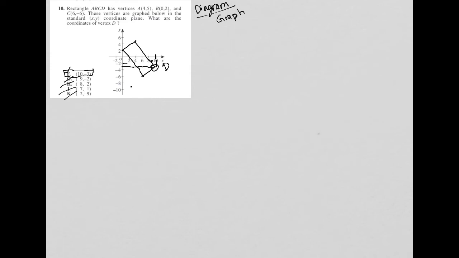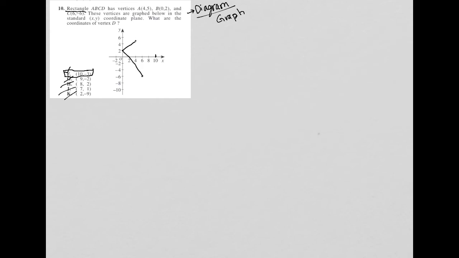So again, anytime you have a diagram question, the best thing to do is to actually label it, right? In this case, the points were already labeled for us, but the question does say that it's a rectangle. So go ahead and actually draw your rectangle.